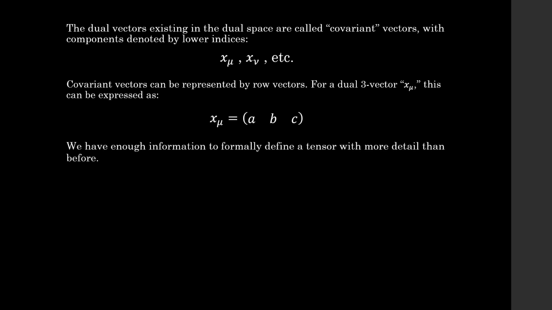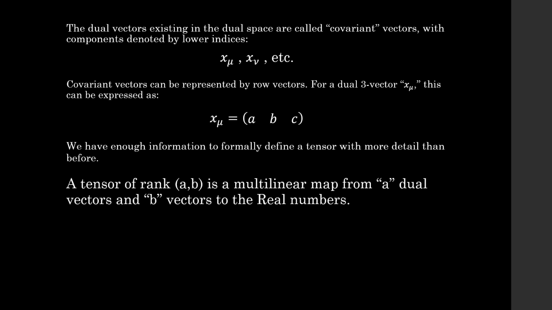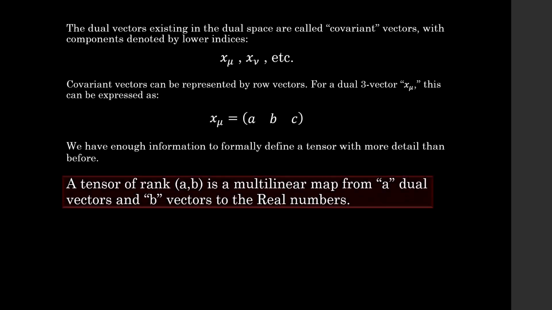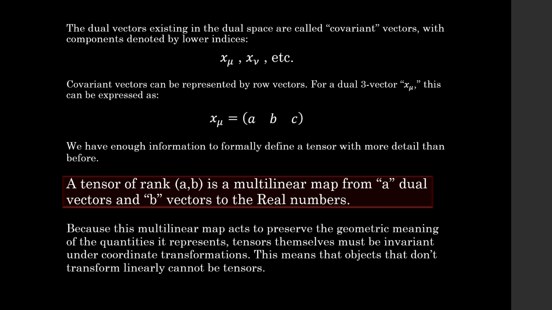We have enough information, believe it or not, to formally define a tensor with more detail than we had before. And it just so turns out that a tensor of rank A,B is simply a multilinear map from A dual vectors and B vectors to the reals. Because this multilinear map acts to preserve the geometric meaning of the quantities it represents, tensors themselves must be invariant under coordinate transformations. This means that objects that don't transform linearly cannot be tensors.